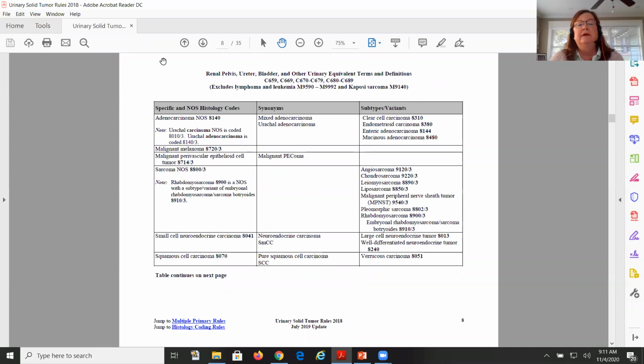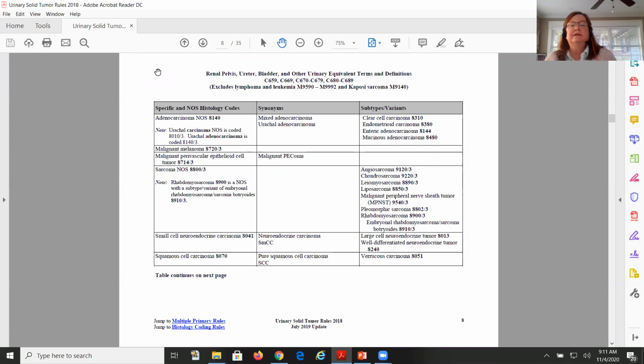So what you have in column 1 are the specific and NOS histology codes. The specific histologies, as you see in the second row, do not have synonyms or subtype variants. The NOS histologies, as you see here in row 1, adenocarcinoma NOS, for example, do have synonyms and subtype variants.